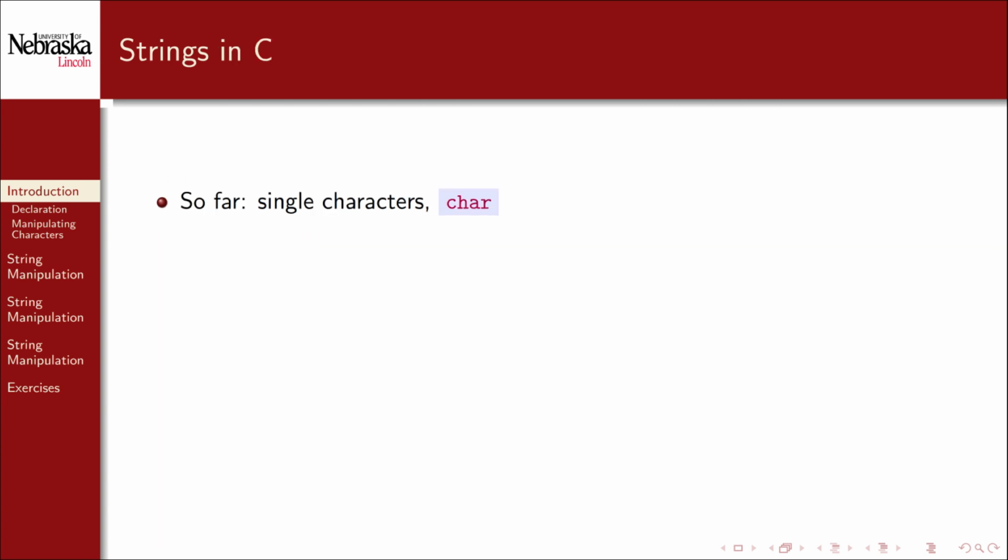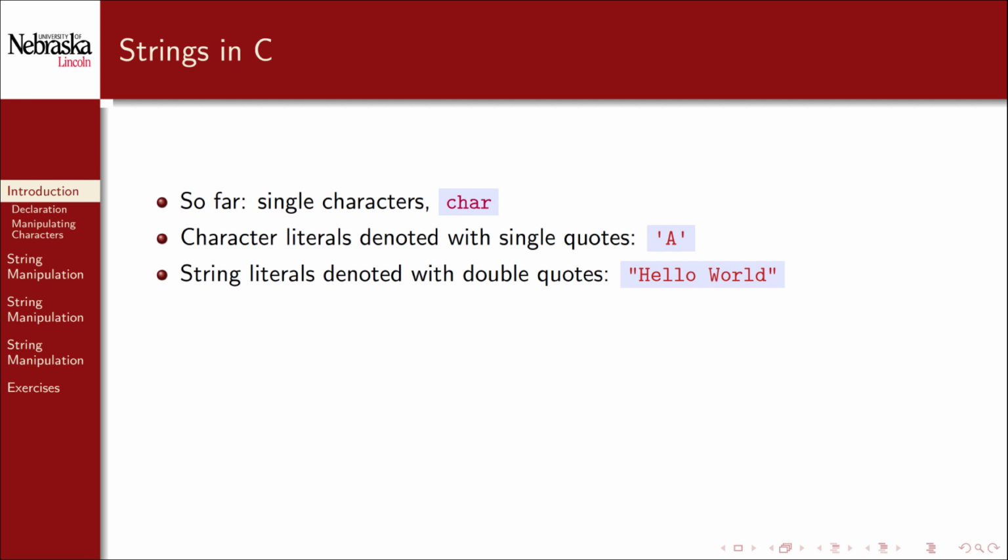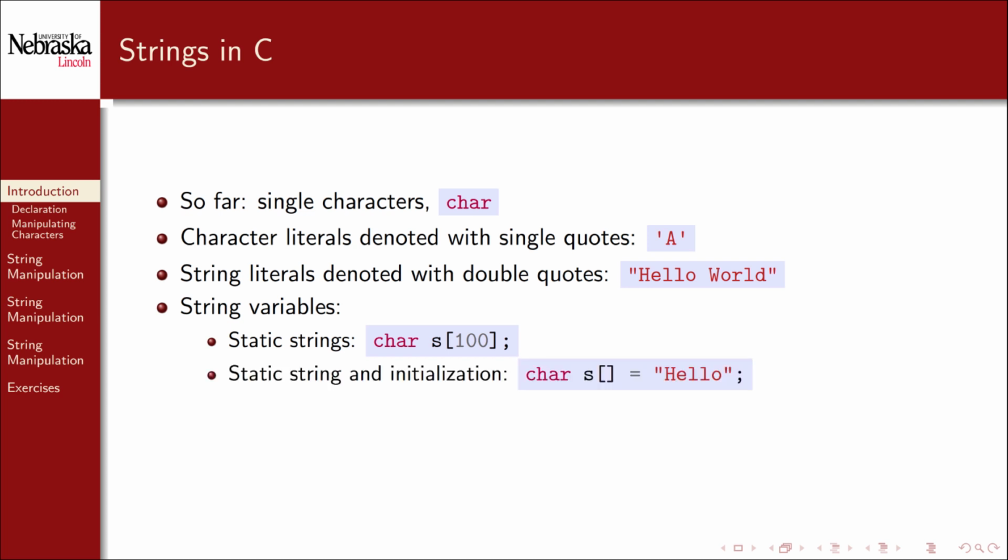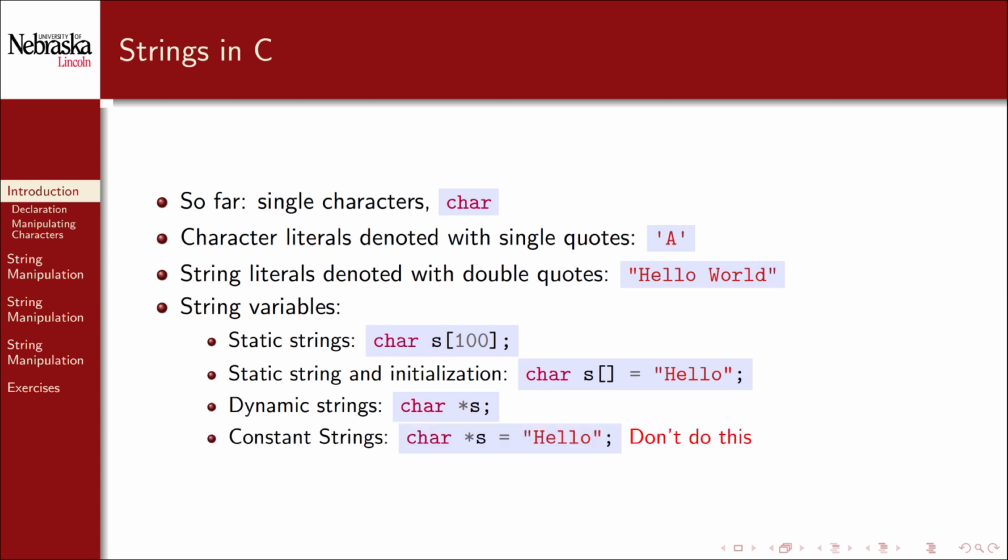We've used strings in a limited capacity already. So far, we've used single characters and character literals denoted with single quotes. Frequently, we've also used string literals, which have been denoted with double quotes. However, now we'll want to start using string variables. We'll look at several ways that you can do this, including static strings with initialization, dynamic strings using character pointers, and string constants. However, we'll also show probably why you don't want to do this too often.